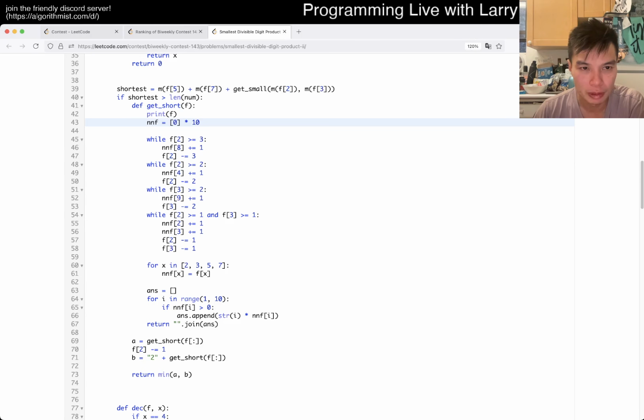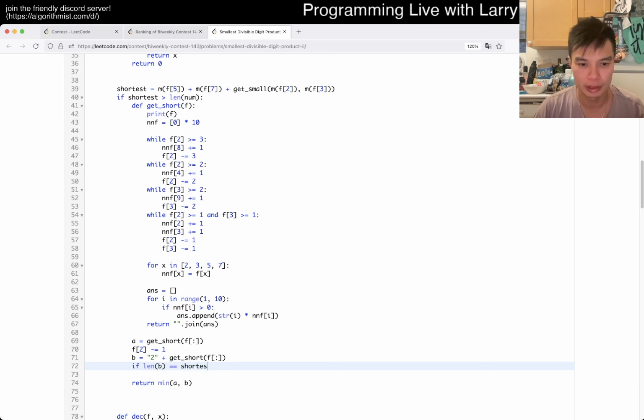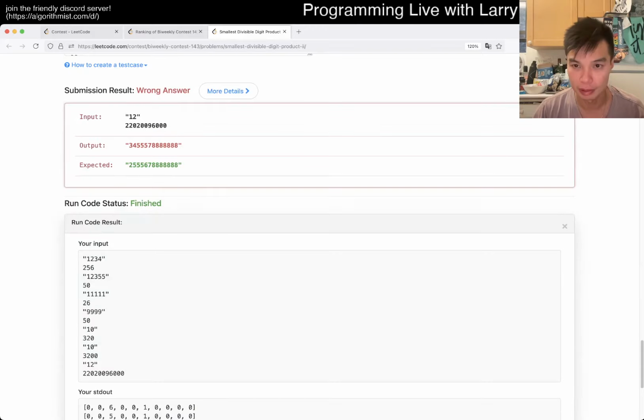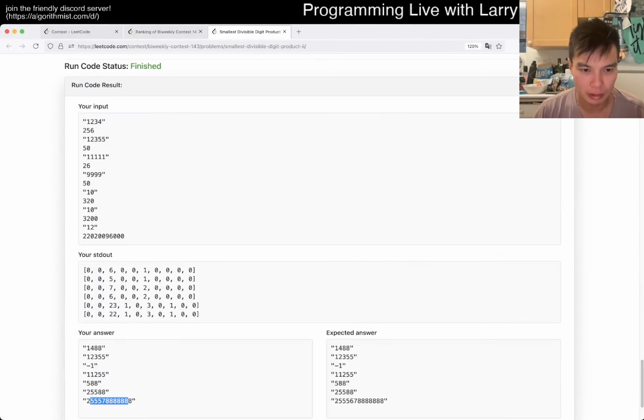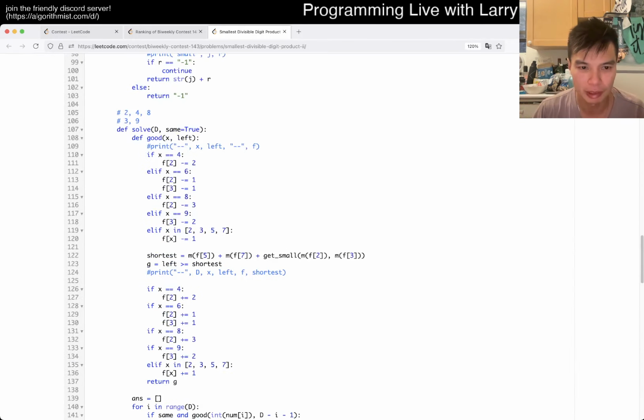Regroup. The shortest is already going to be right. And now, if length of b is equal to shortest, then we just return b. Otherwise, we just return a. I think that's the biggest thing, right? Okay, so this is f on one of them, and this is f on the other. Removing a 2, we have 7/8, and then you have 1/2 left over, and then we have 1/3 left over. So I think something is very funky here.